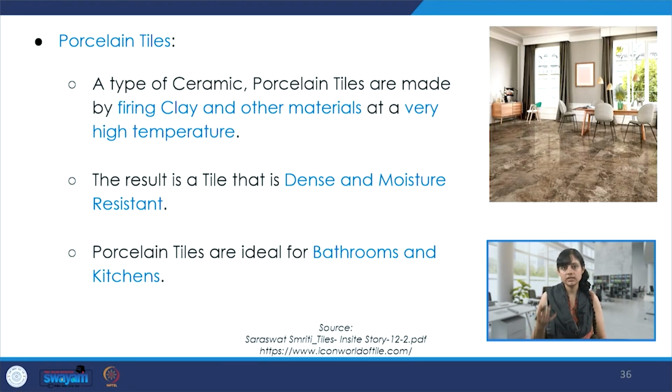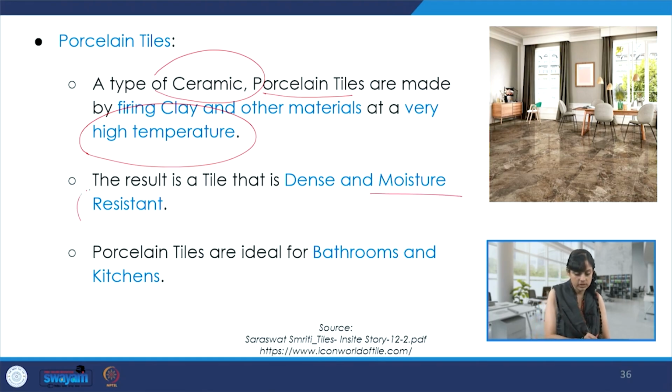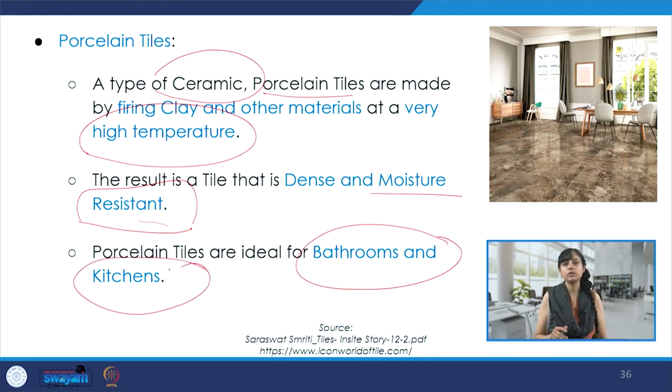Then we have porcelain tiles. Porcelain is also a type of ceramic, and porcelain tiles are made by firing clay and other materials again at very high temperatures. The result is a tile which is very dense and, most importantly, moisture resistant. Porcelain tiles are ideal for bathrooms and kitchens, and therefore they are quite sought after for areas where there is a lot of water.